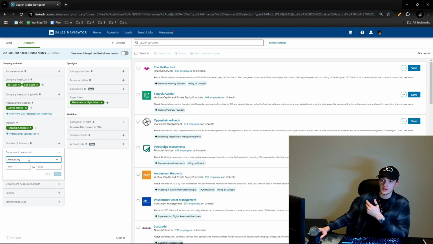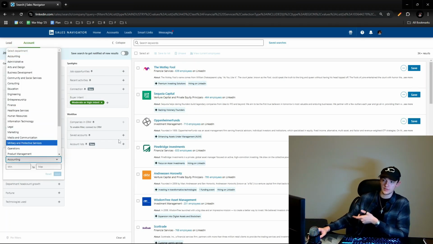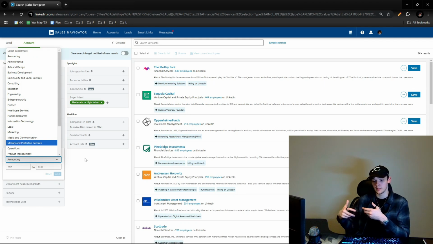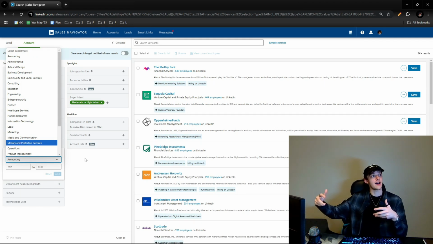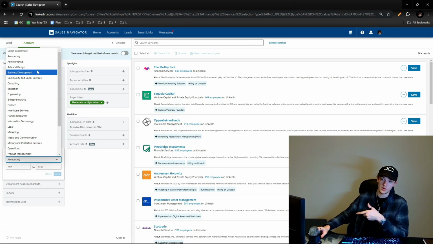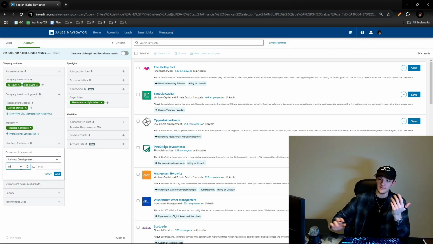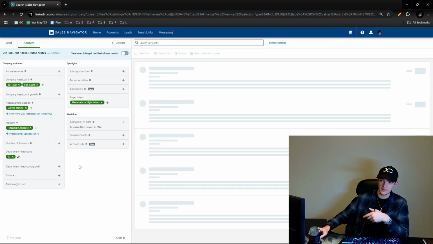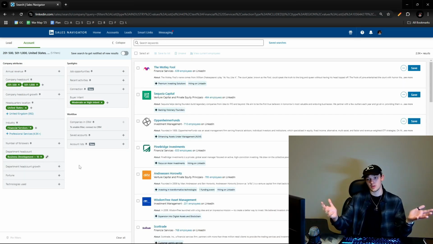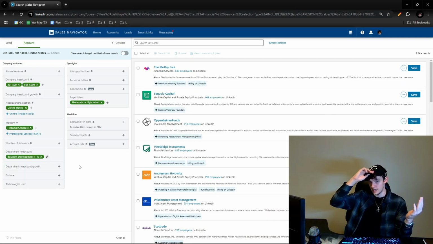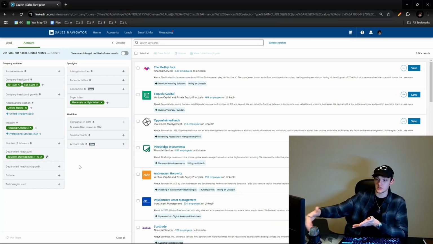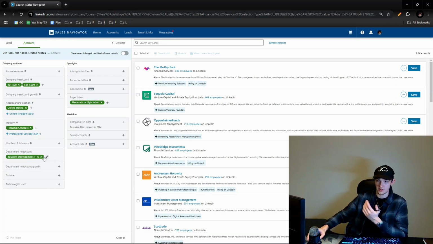On top of that, you can look for department headcount. So if you're looking specifically to help businesses who have sales teams, say you're a sales team trainer, what you can do is look at business development, and say you want them to have a minimum of 10 salespeople on their team. You click add, and if you're going to train a sales team, you don't want to find someone with one BD guy. Now you can actually look for people with 10 plus business development reps, okay?